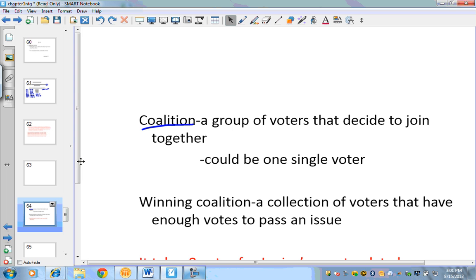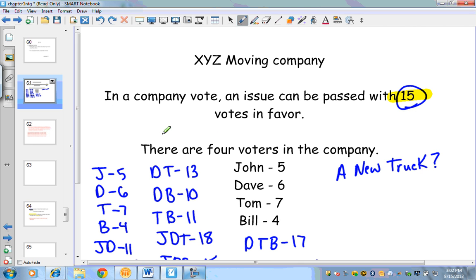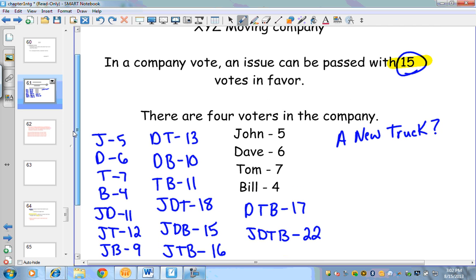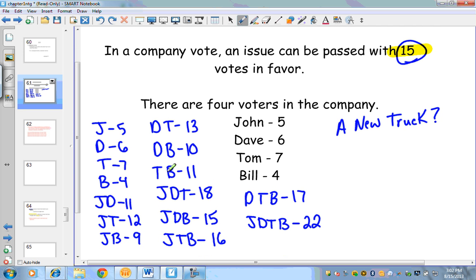All right, our next thing to pay attention to is the winning coalition. A winning coalition is like what it says in the name: a coalition of voters that have enough votes to pass the issue. Going back to our example, we know that we need 15 votes in order to pass the issue. So we're going to weed out all the winning coalitions. So there's one, there's one, there's one, there's one, and there's one. This is all that we're going to be paying attention to now. All these other coalitions that were not able to pass the issue get forgotten about for the moment. Okay?